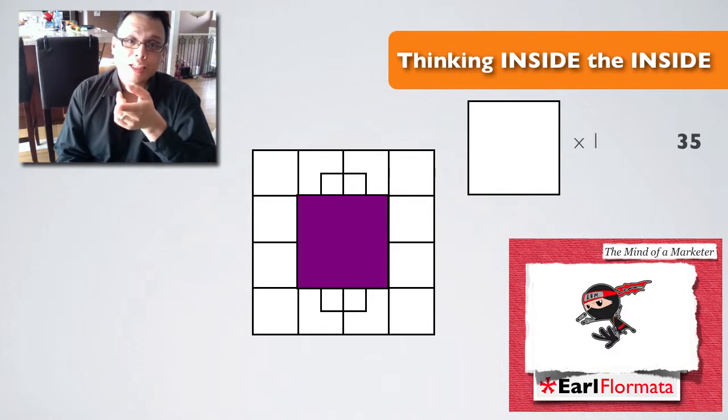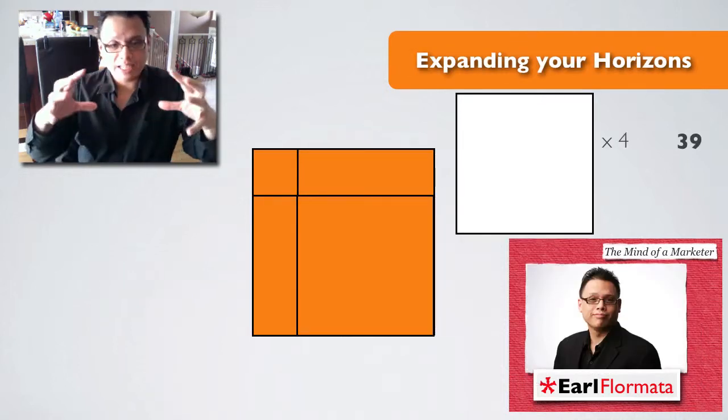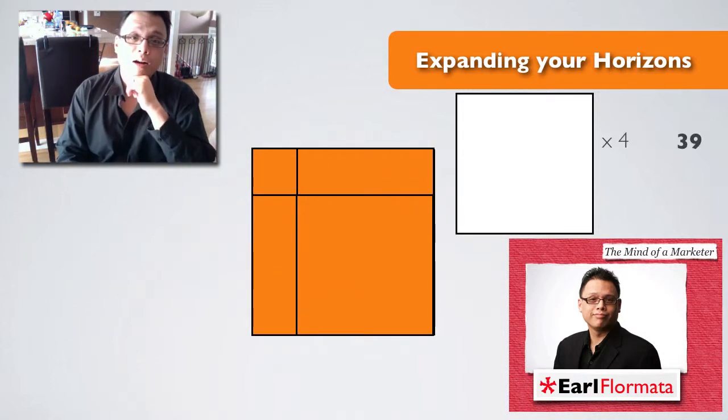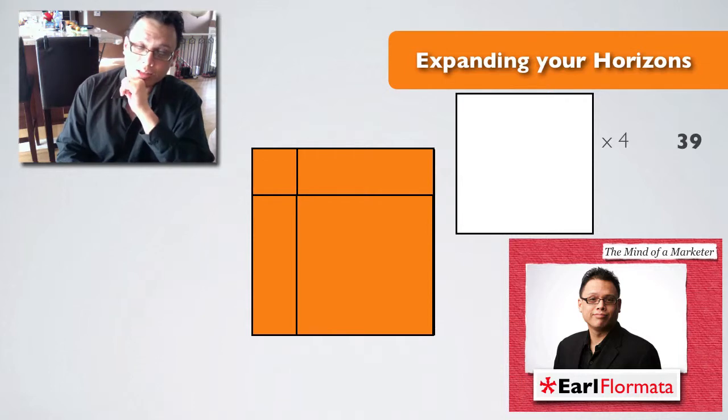And if we take a look inside the next size, there's 3 by 3. There's 4 of those, 1, 2, 3, 4 that you can see there. And our total square count is 39.